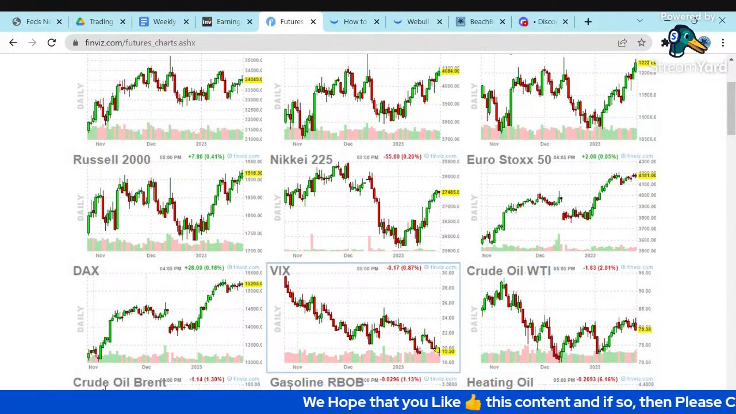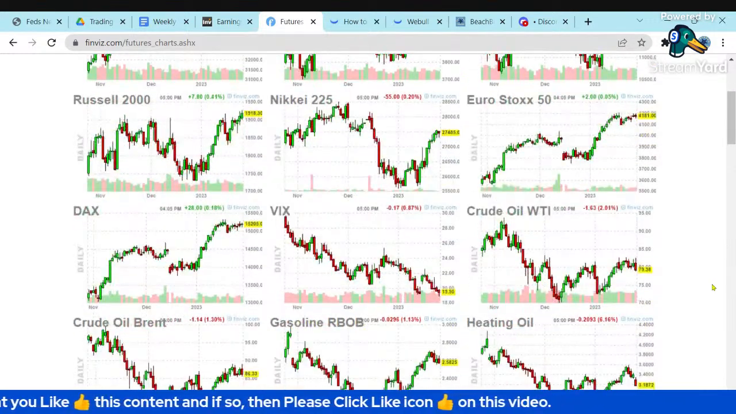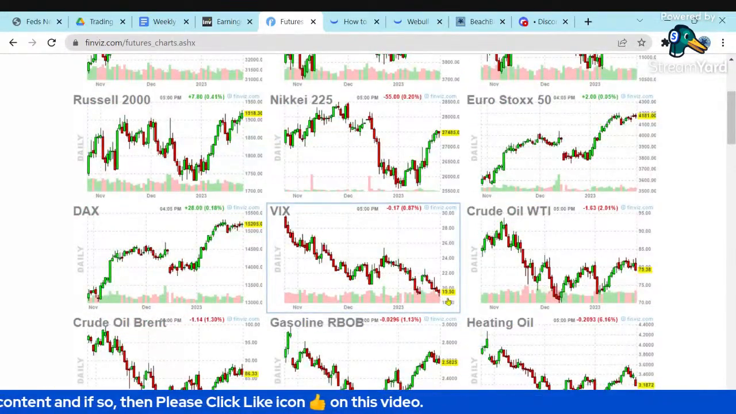See this downtrend in the VIX. So again, after it popped up, it's been pretty much retracing, reverting back down since then. So we'll see if this interest rate hike gives it a kick back up or not.